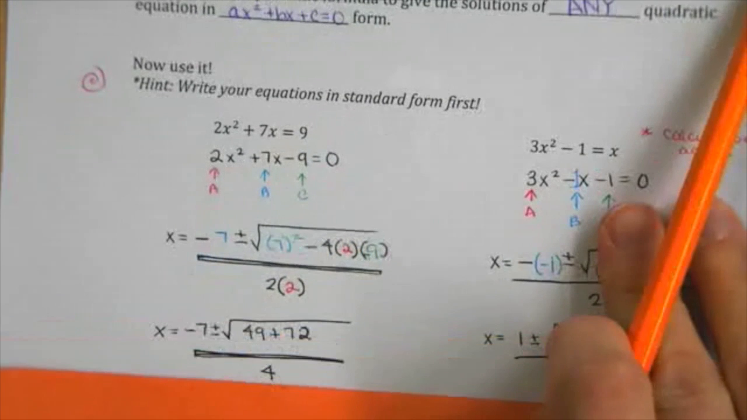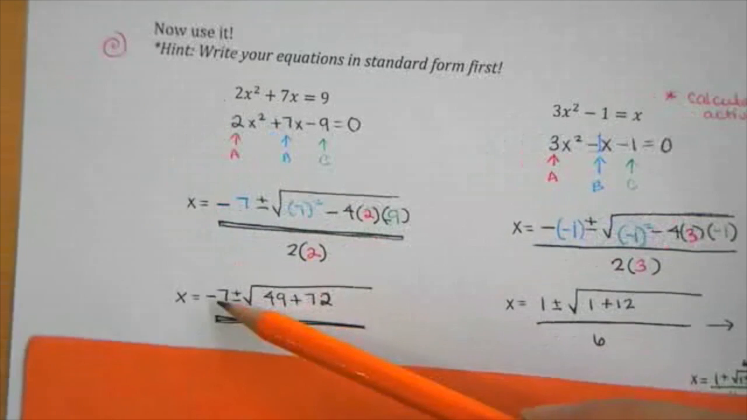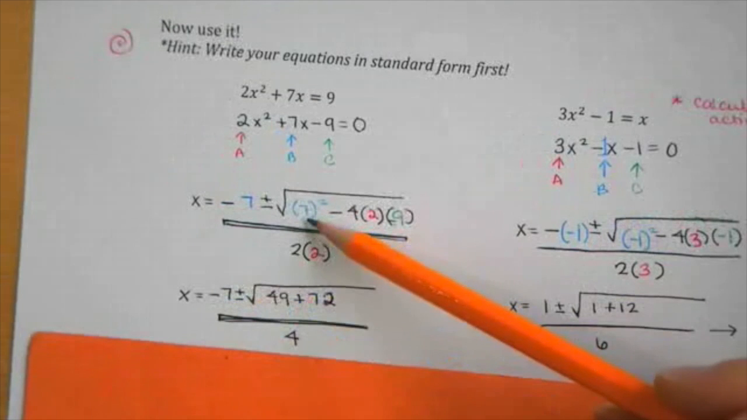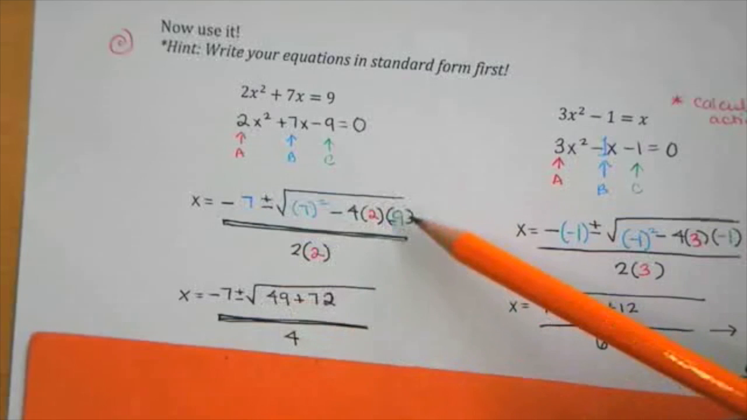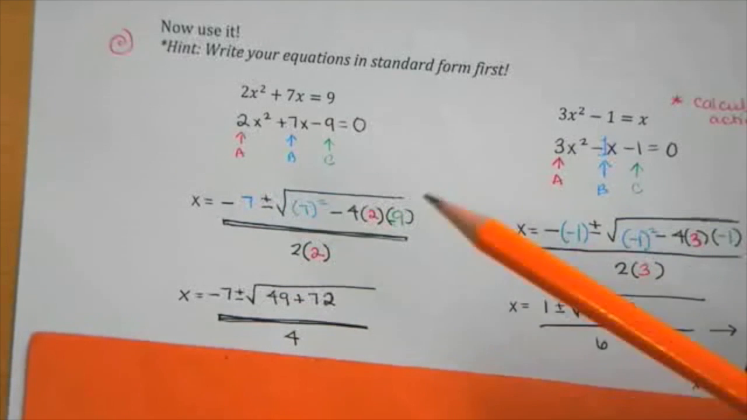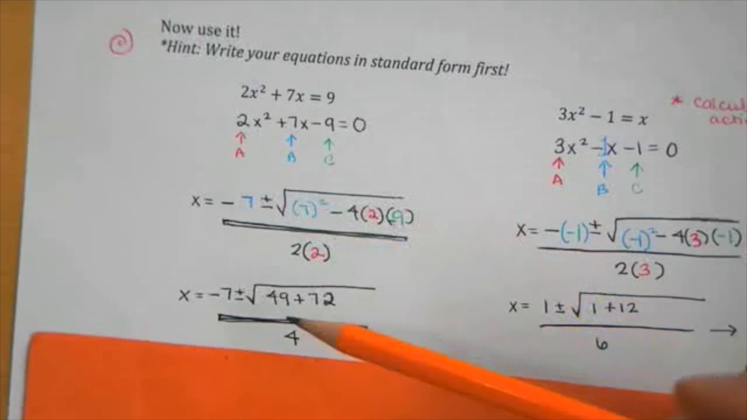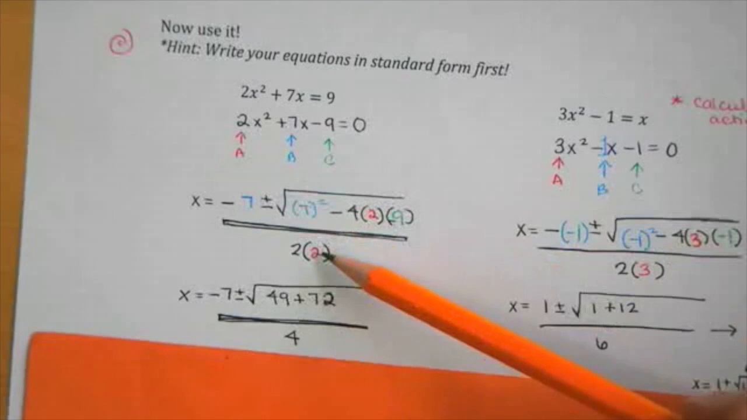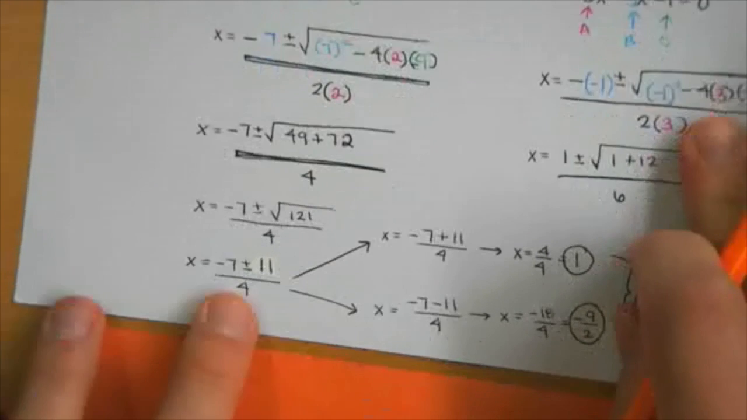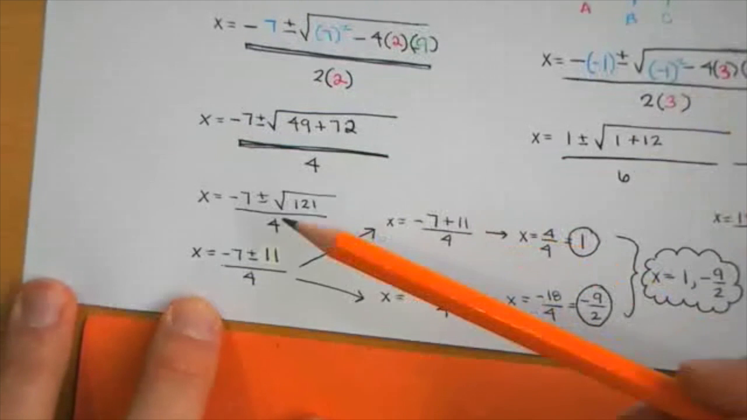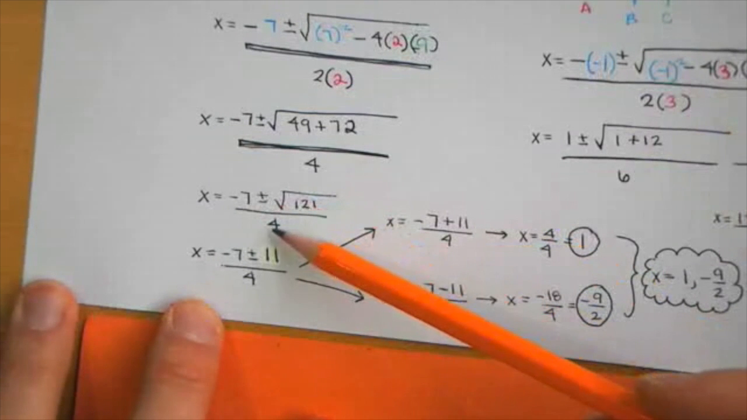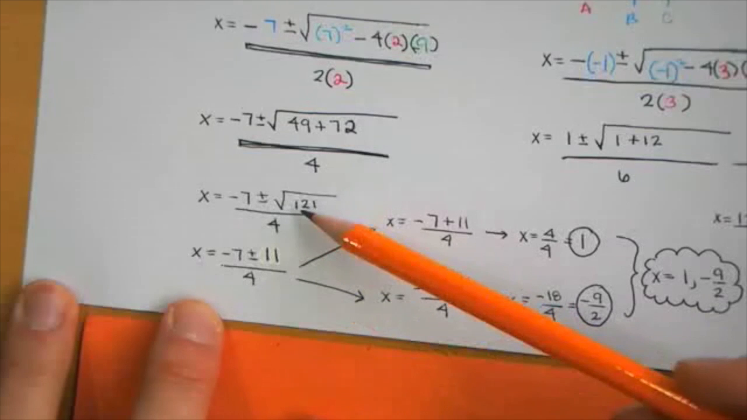We just work that out, and we have negative 7 plus or minus the square root of 7 squared gives us 49. And if we multiply 9 times 2, negative 9 times 2 is negative 18, times negative 4 gives us a positive 72, and then 2 times 2 will give us 4. And from here, we've got negative 7 plus or minus square root of 121 divided by 4. Square root of 121 is 11.